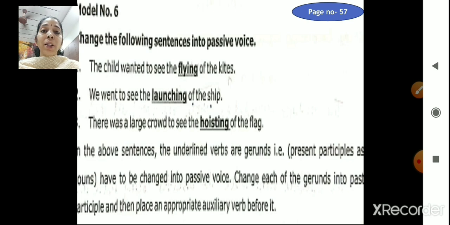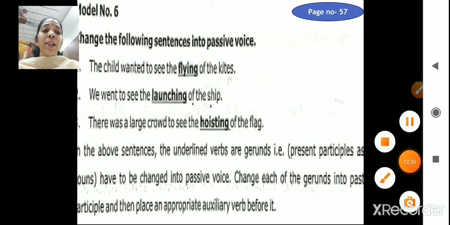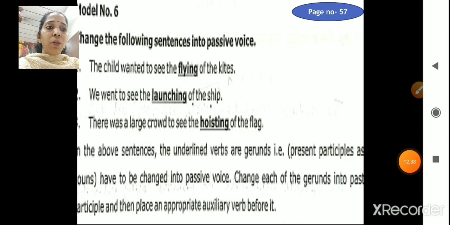Did you notice these underlined words? All the 3 words that are underlined in each of these sentences. Flying, launching, hoisting. Did you see they end with ing? Right, so in the above sentences, the underlined verbs are gerunds. Now, what are these gerunds? Let me tell you that. So gerunds are nothing but, you can say, the ing form of a verb that functions the same as a noun.